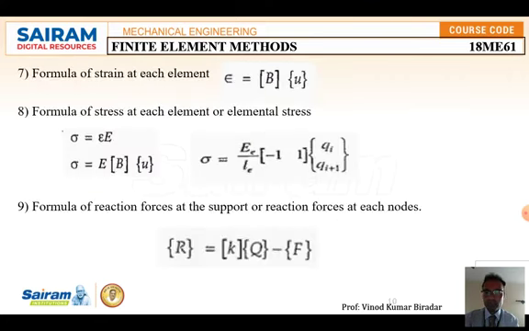Okay, and for the stress formula, in the earlier class what you studied is stress is equal to strain into Young's modulus, but here in FEM we are going to use this formula, that is stress is equal to E by Le times [-1 1] times [U1 U2], that is the displacement. Okay, Q stands for displacement. And the formula to calculate the reaction, I already told you in the elimination method, R is equal to K into Q minus F. Okay, these are the 9 formulas you have to remember to solve the elimination method or penalty method problems in FEM, that is type 1, type 2, type 3, type 4, type 5 problems.